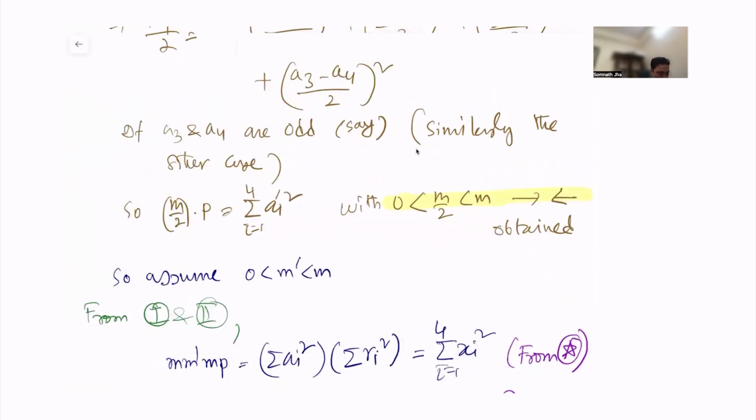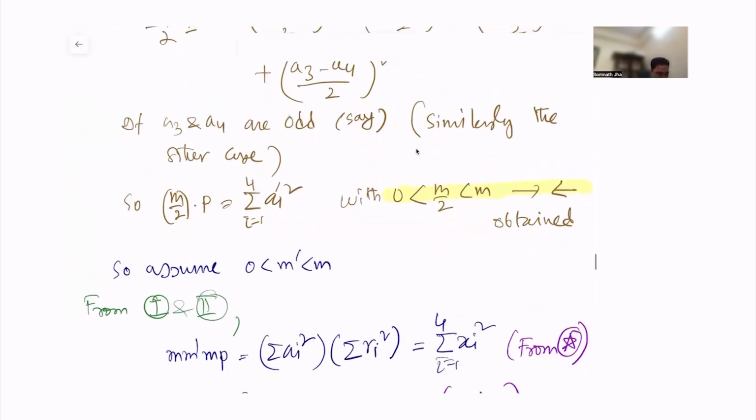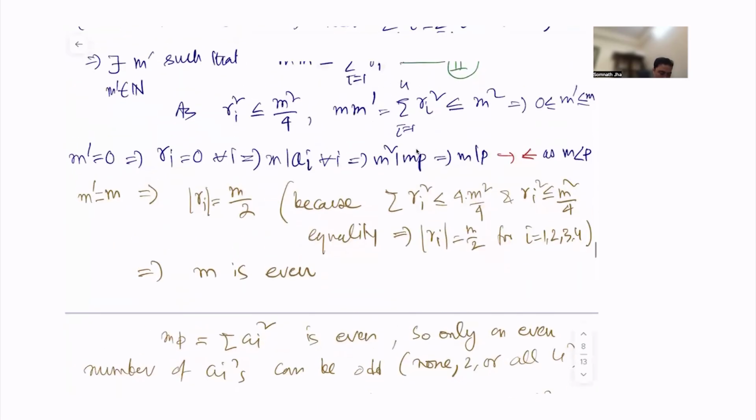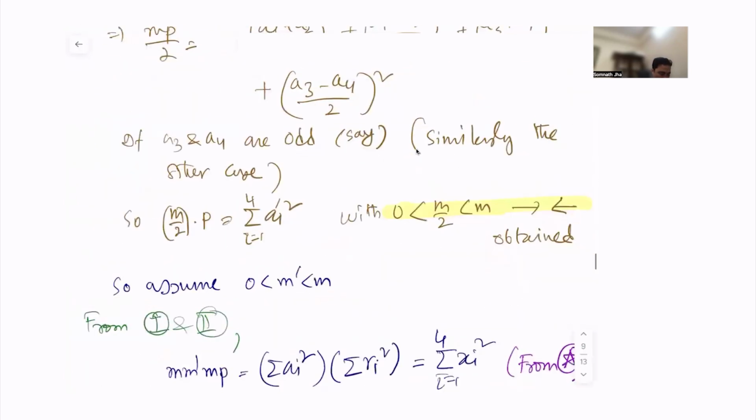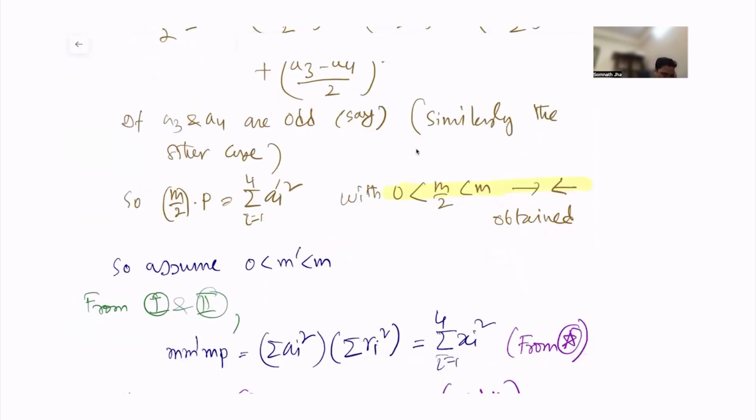So as we assumed, 0 less than m prime less than m. Then from 1 and 2, you have mp is the summation of ai square, and m prime p is the summation of ri square. So you multiply these two things. Maybe I should write mp into m prime p, just so that there is no confusion. Right? So this is the summation of ri square, and this is equal to the summation of xi square, right?